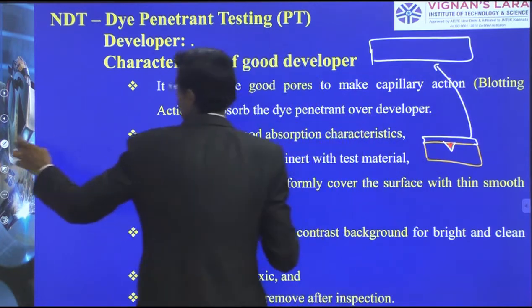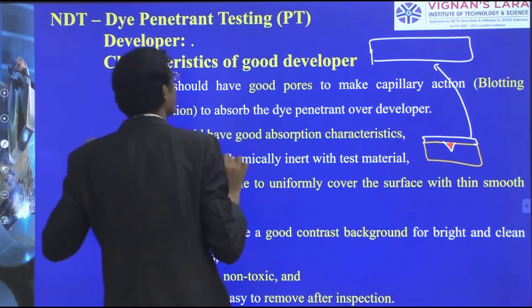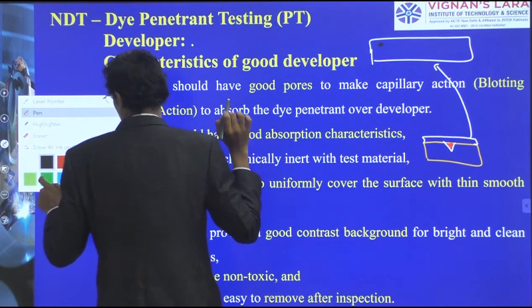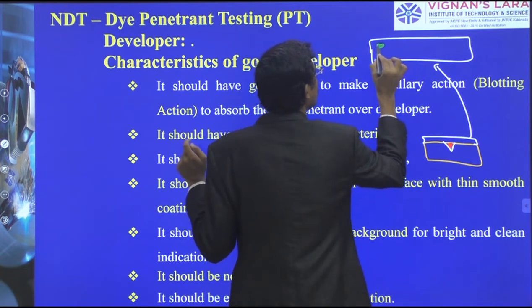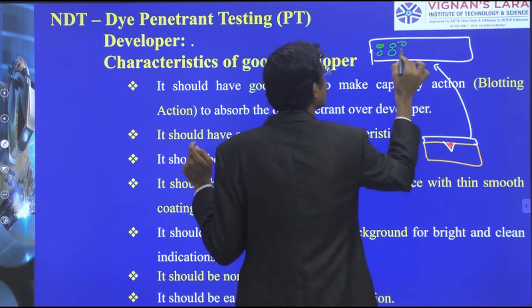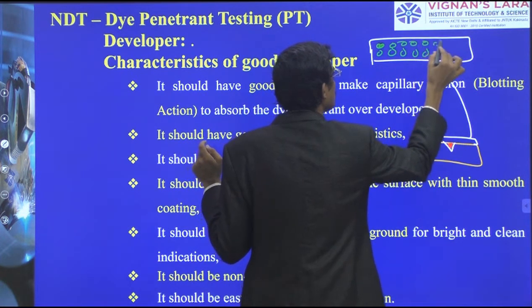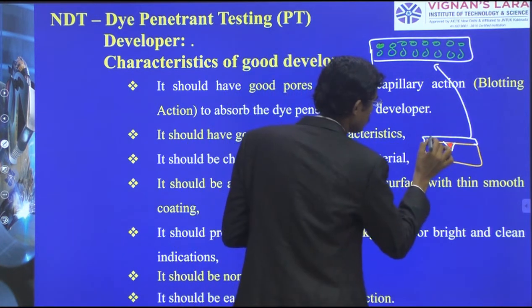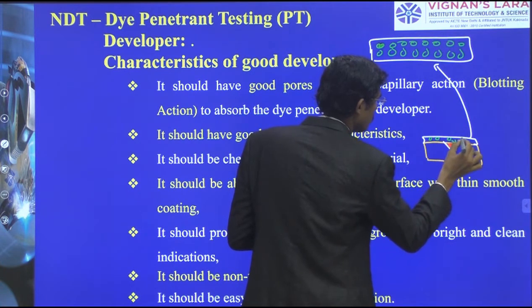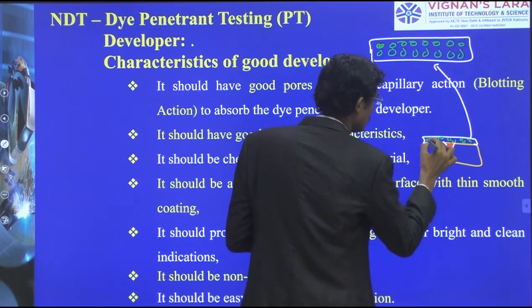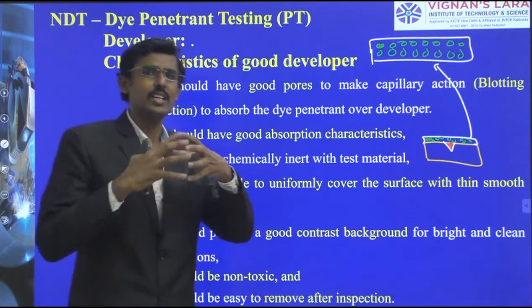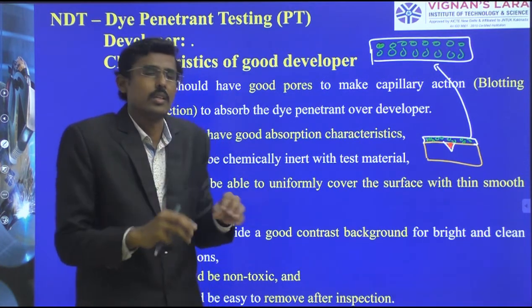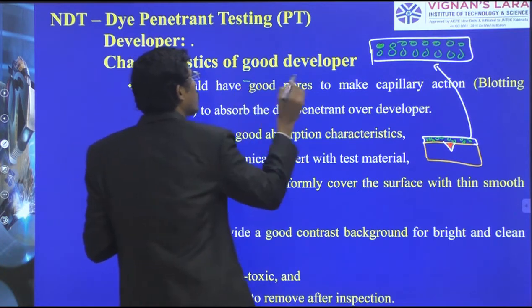So let us assume this is the developer, and it may contain some specific atoms. Various atoms will be there with gaps. It is called porousness. So what happens? Let me draw here also. See, it is not a tightly packed one. It is loosely packed. That is why I am calling this porousness.